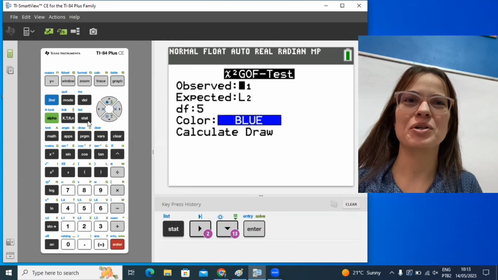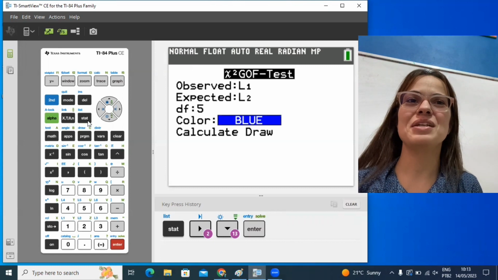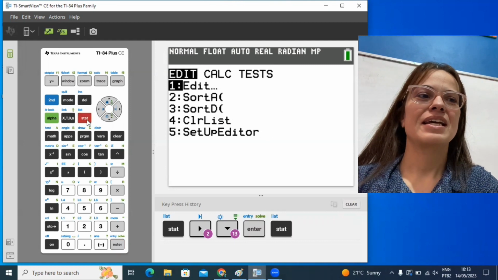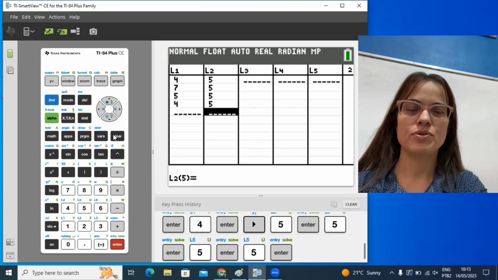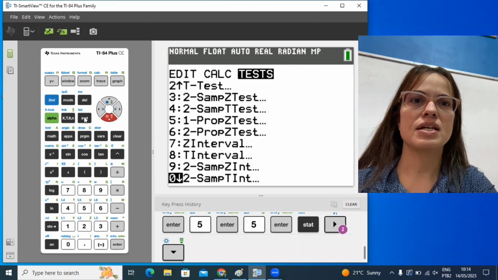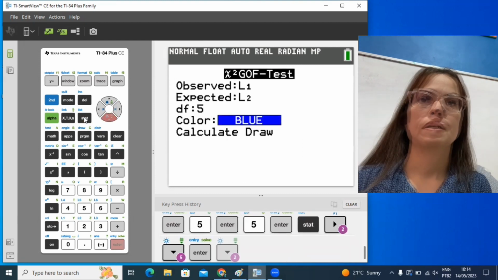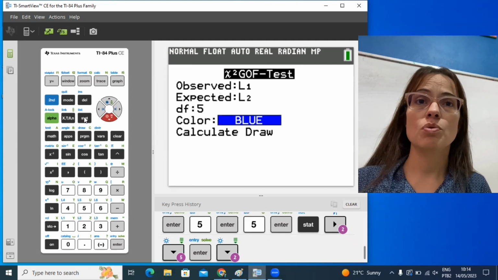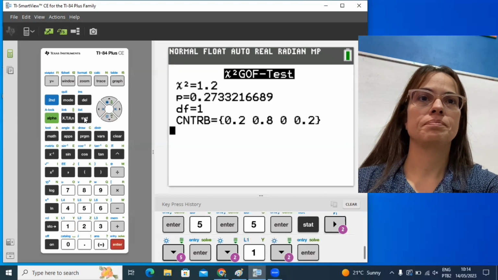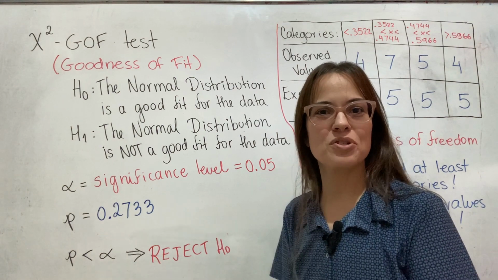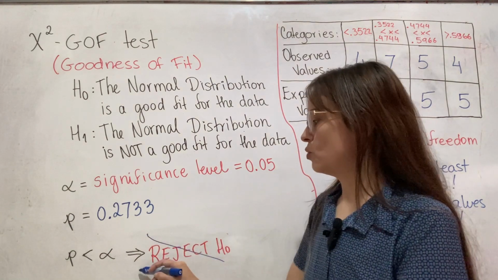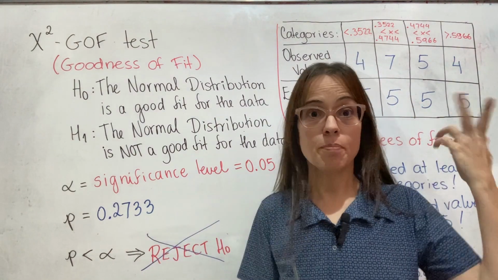Oh, but wait, I forgot to type my observed and expected values. I need to go back to the lists to type the observed values in L1 and the expected values in L2. So stat edit. So here are the values from the example that I'm currently working with. Let's go back to the goodness of fit test. So observed L1, expected L2. Let's remember that our degrees of freedom was 1, and then have it calculate. And the answer was 0.2733, which is actually quite big. So in this case, we do not reject the null hypothesis. In the made-up example, I mean.